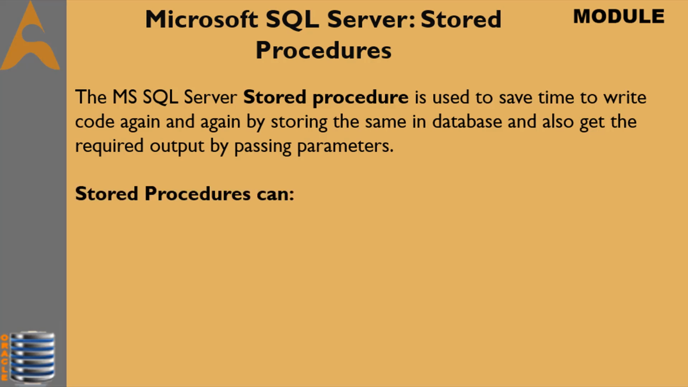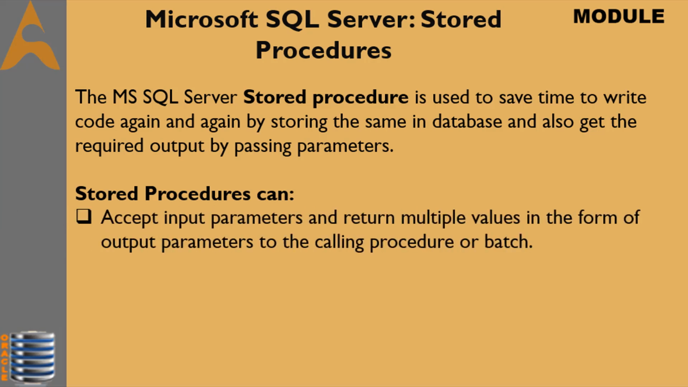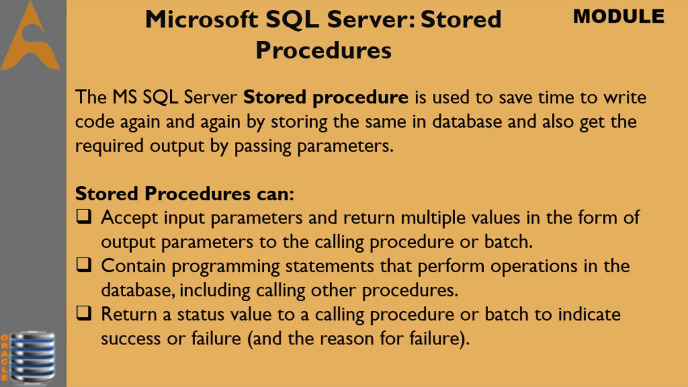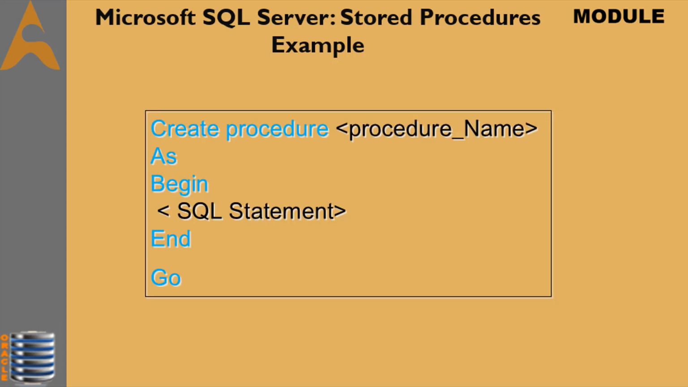With the help of stored procedures we can accept input parameters and return multiple values in the form of output parameters to the calling procedure or batch. They contain programming statements that perform operations in the database, including calling other procedures. And they return a status value to a calling procedure or batch to indicate success or failure, and the reason for failure. Let's understand it with an example.